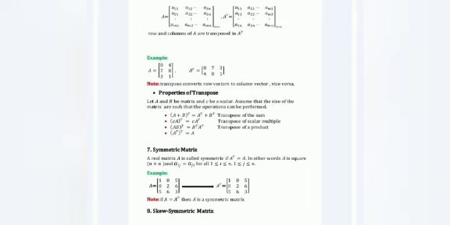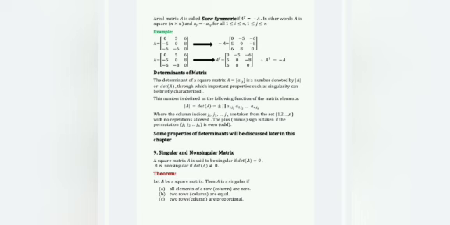Skew symmetric matrix. A real matrix A is called a skew symmetric matrix if A transpose is equal to minus A. In other words, A is square n into n and Aji is equal to minus Aij for all 1 less than or equal to i less than or equal to n, and 1 less than or equal to j less than or equal to n.